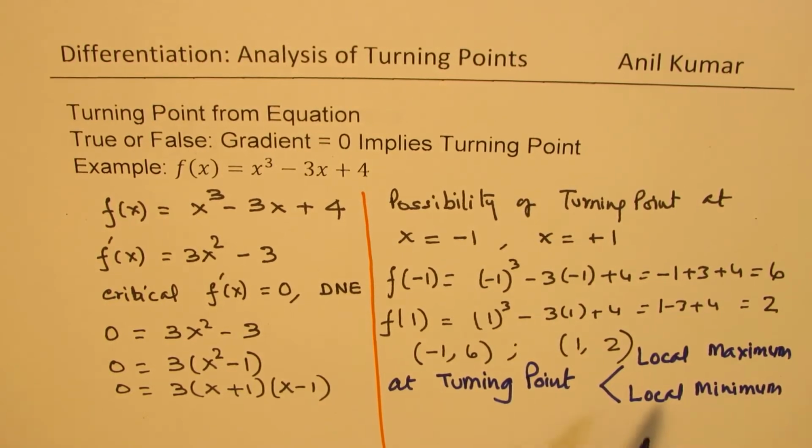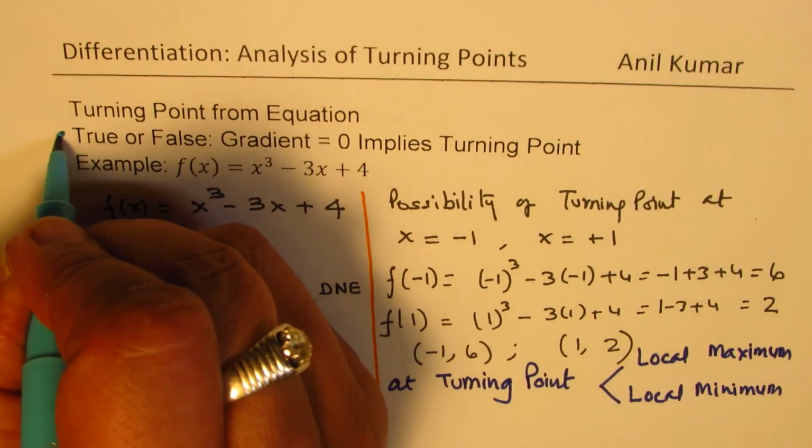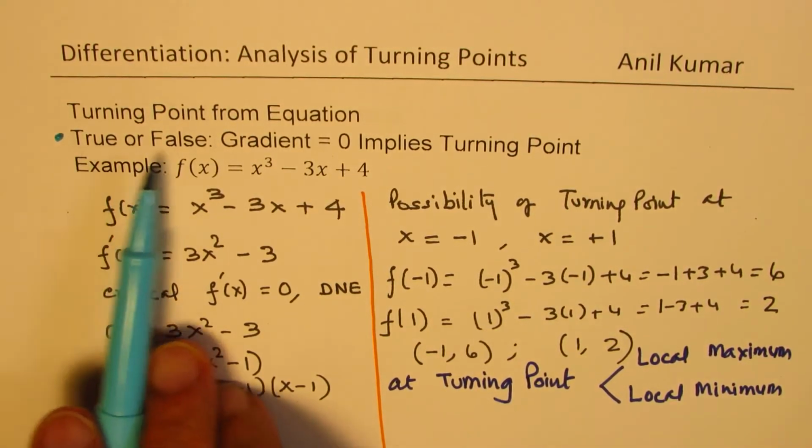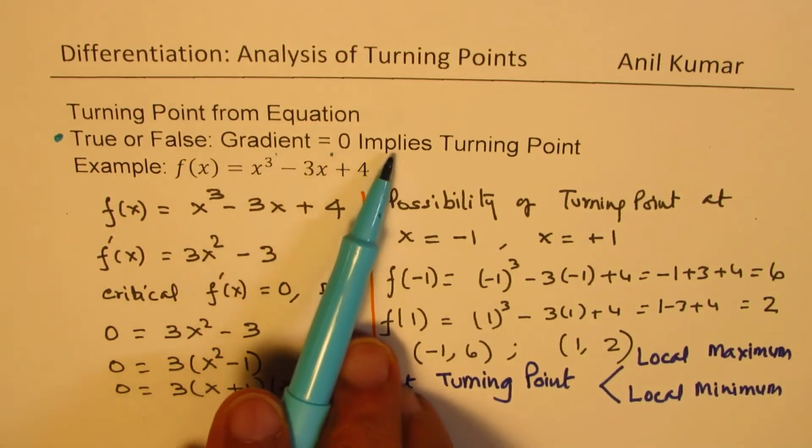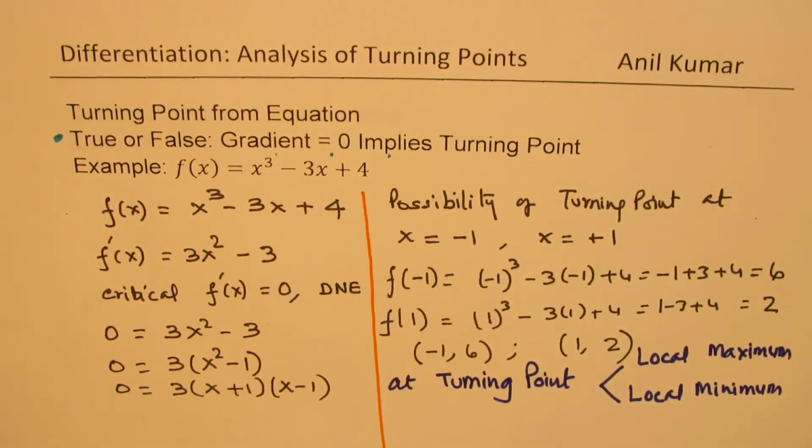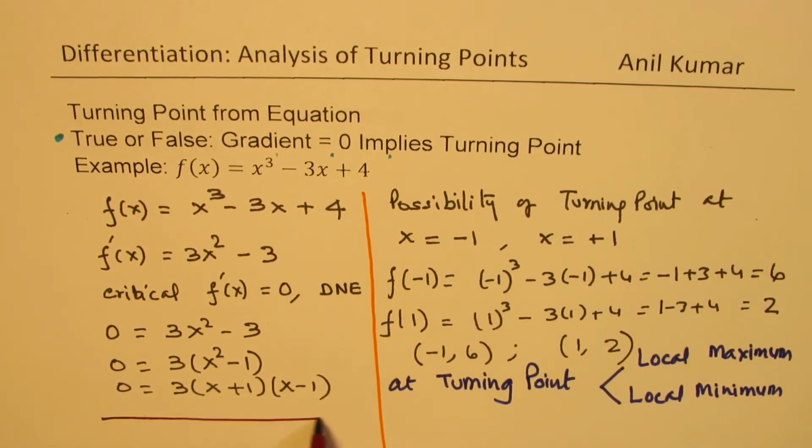So if we really find or analyze the turning point for local maximum minimum, we'll know exactly whether it is really a turning point or not and what that turning point implies, right? So we're actually hinting at the second question, which is the statement which says true or false: gradient equal to 0 implies turning point. Well, here is an exception which will help you understand why we are not concluding to this decision.